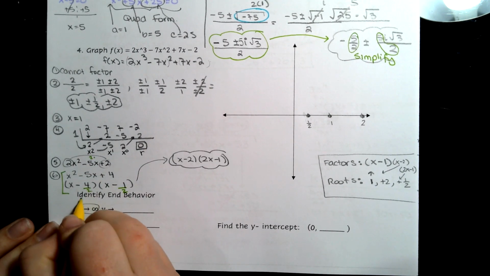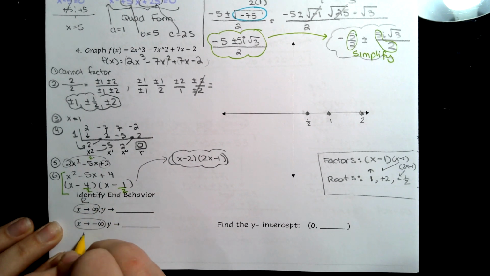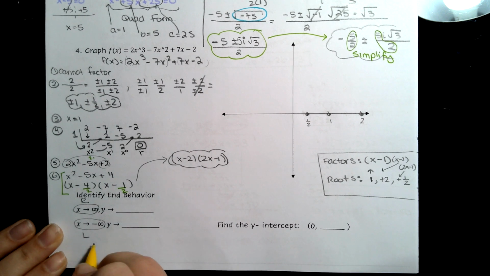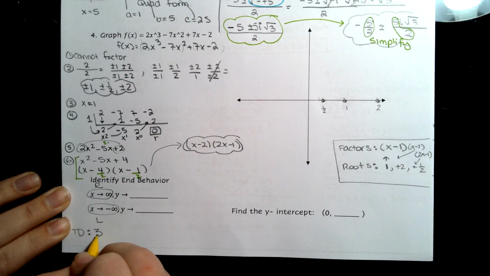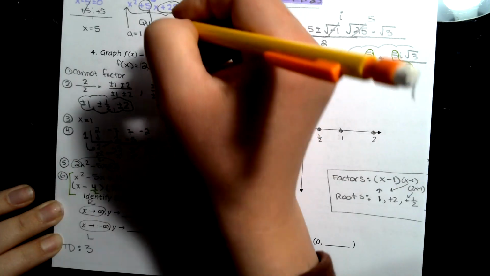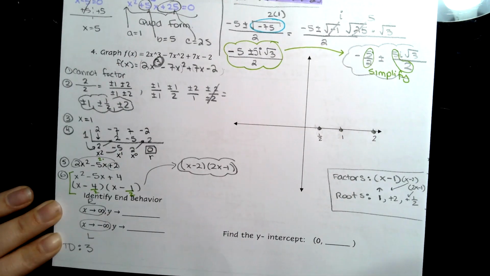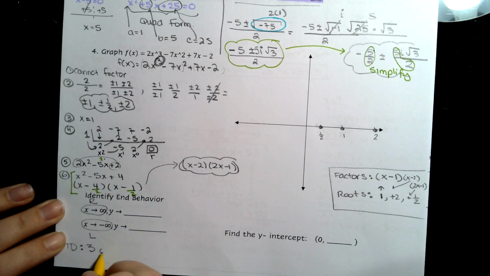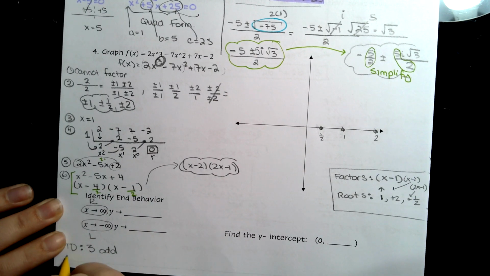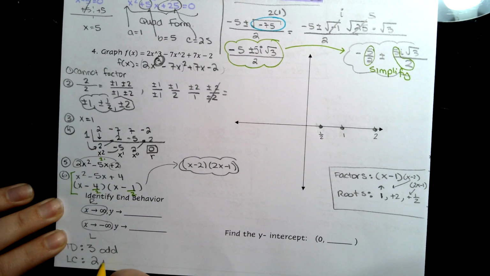Okay, now that we're here, we are going to identify our end behavior. So as we go to the right, and then as we go to the left. Looking for our end behavior, we're looking at our total degree. Total degree is 3, and that comes from our original exponent. The original equation, highest exponent. That means this is odd. Leading coefficient was 2, which was positive.